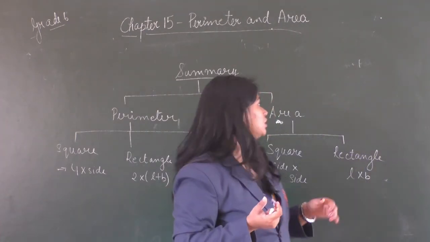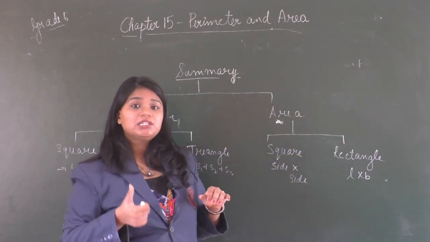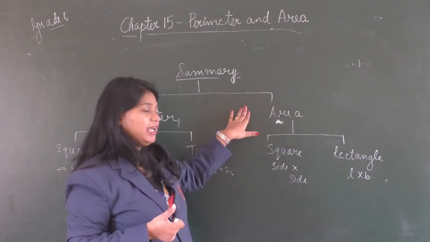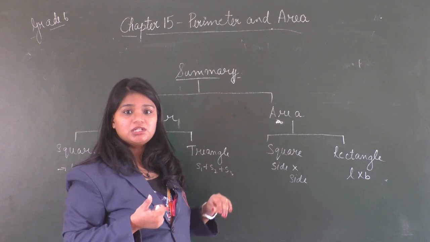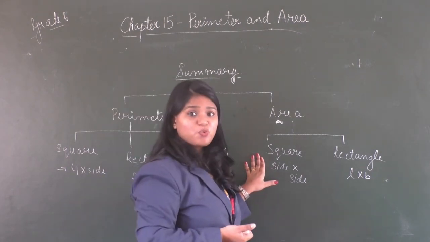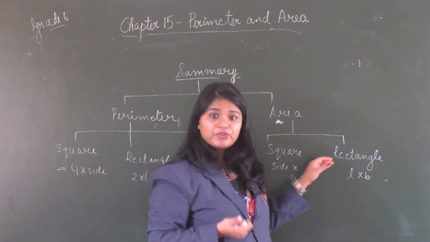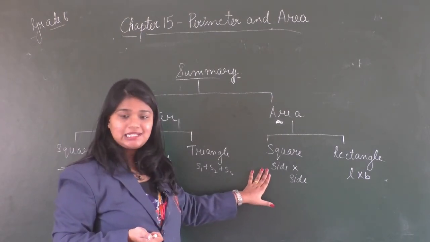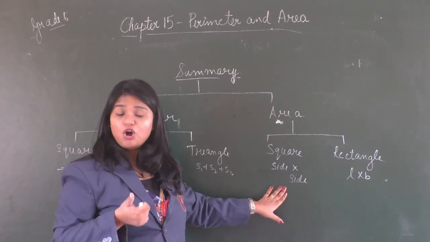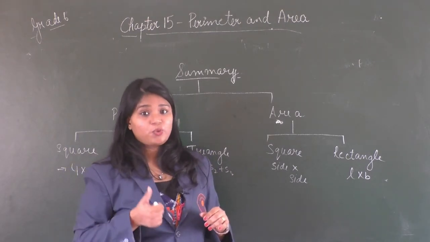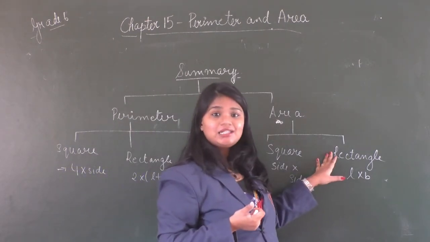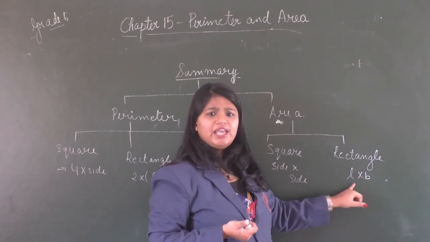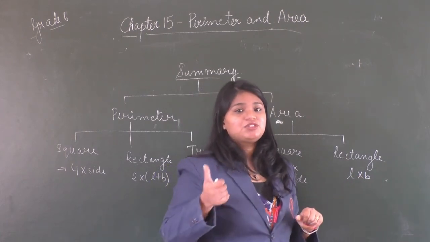Next, we moved on to area and we learned about the meaning of the term area. And under area, we learned how to calculate the area of a square and rectangle. Area of a square is calculated by multiplying the sides, that is side into side, or we can also write it as side square, and for rectangle it is calculated as L into B, that is length into breadth.